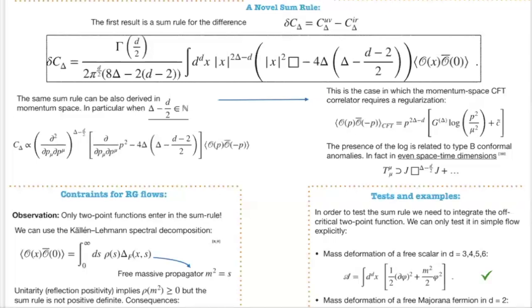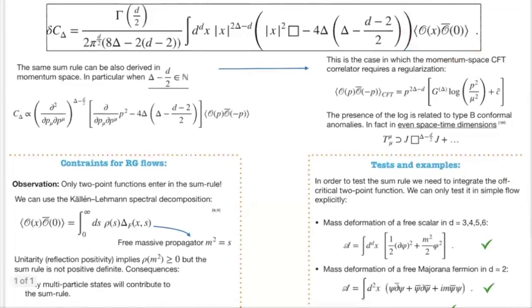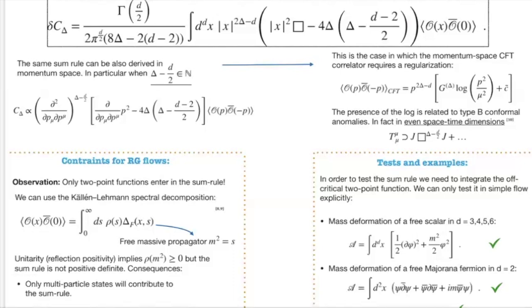The main result is contained in a sum rule, which computes the difference between the UV and the infrared value of the two-point function coefficient, and the theory-dependent information enters this equation through the two-point function between the two operators O. And in particular, it's interesting to study this sum rule in the cases in which the dimension of the operator is integer and the space-time dimension is even, because those are associated to conformal anomaly, and in particular to type B conformal anomaly, which are related to logs in correlation functions in momentum space in the CFT.